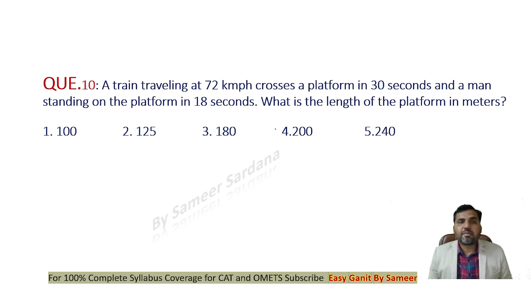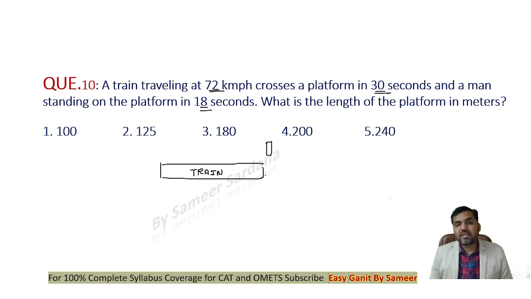Question number 10. A train traveling at 72 km per hour crosses a platform in 30 seconds and a man standing on the platform in 18 seconds. Keep this in mind, guys. When a train is supposed to cross a man standing on the platform, the distance traveled by the train will be same as the length of the train. That means, you see that this is the position of a train, right?